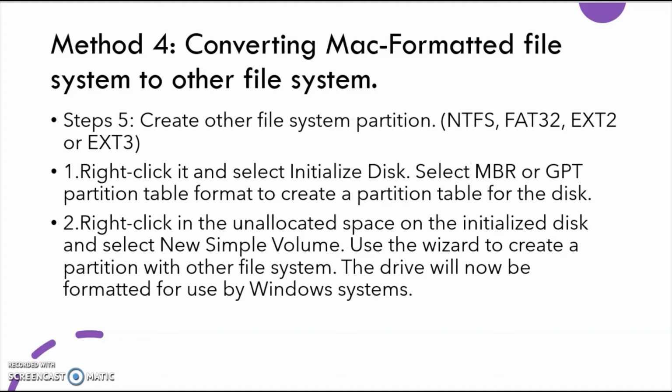Step 5. Create other file system partition. First, right-click it and select Initialize Disk. Select MBR or GPT partition table format to create a partition table for the disk. After that, right-click in the unallocated space on the initialized disk and select New Simple Volume. Use the wizard to create a partition with other file system. The drive will now be formatted for use by Windows systems.